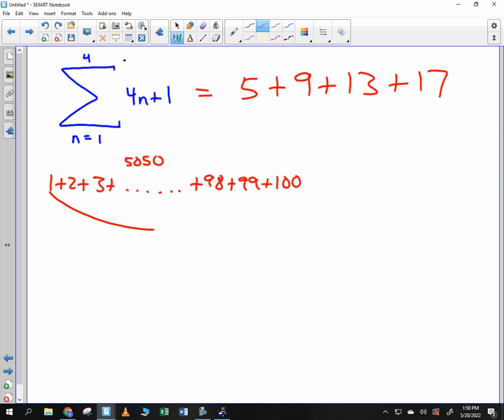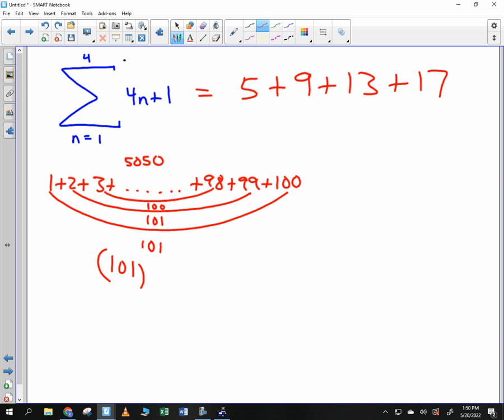How did Frederick at age 8 add all those up so quickly? He took 1 plus 100 and got 101. He took 2 plus 99 and got 101. He took 3 plus 98 and got 101. So he said they all add to 101. And how many sets are there? There's 50 because we had 100 numbers and we put them into pairs. So 100 divided by 2 is 50 times 101 was 5,050, and that's how he did it.